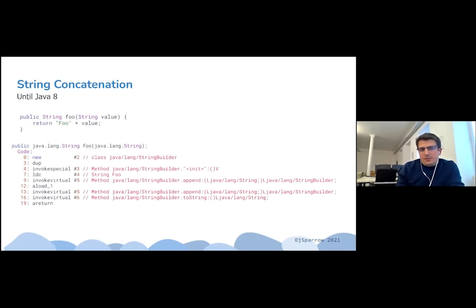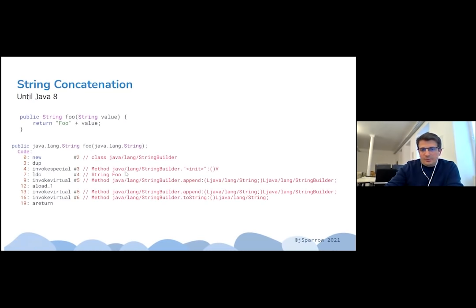The next topic I want to talk about is string concatenation. Up until Java 8, the concatenations of strings in Java were performed using the StringBuilder. Here we see a very small method that concatenates only two values, actually a string literal with a string variable, and the bytecode generated for such a simple method is rather large.